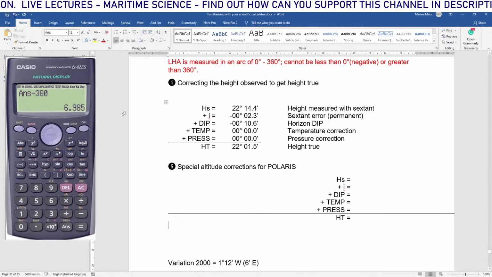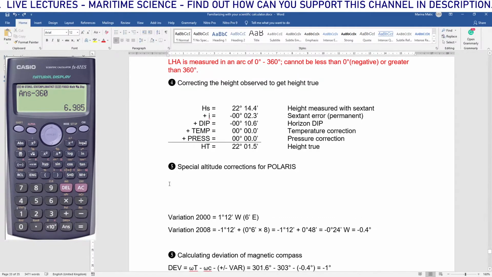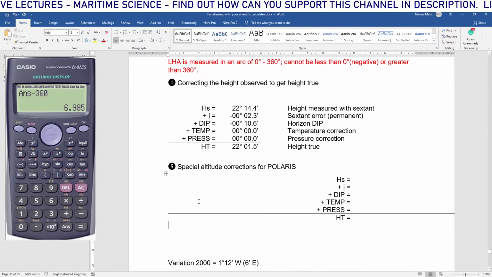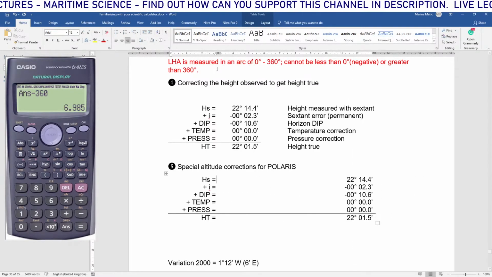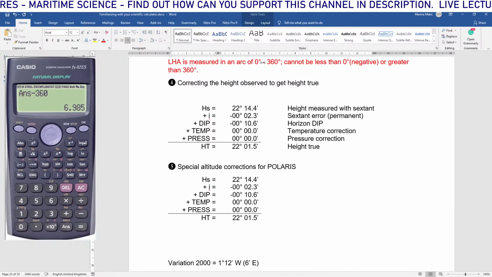So let me copy this. Why is it? Let's see, how can we fix this? Like this and like this.